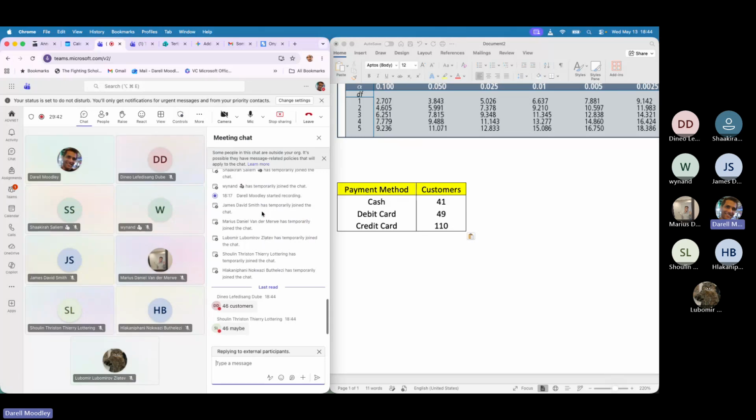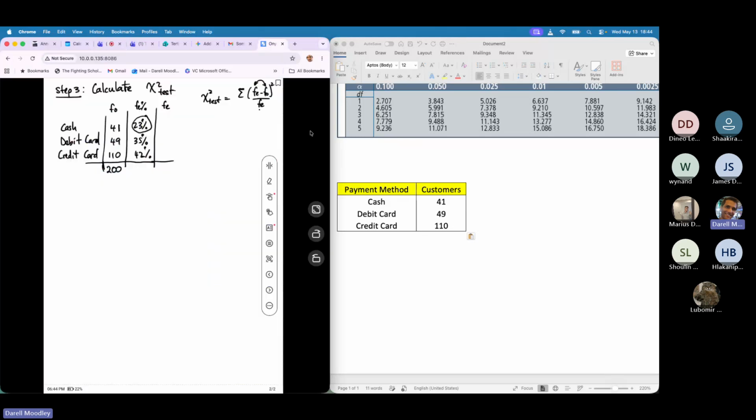Nice. Yes, you got 46 because that's right. How you did that is that you took 23% times 200, and you got 46. Very good. That's how you get your FE values. You just take the percent and you multiply it by the 200. So for the next one, it's going to be 35% times 200. And that'll give you 70 customers. And then lastly, you would have 84.